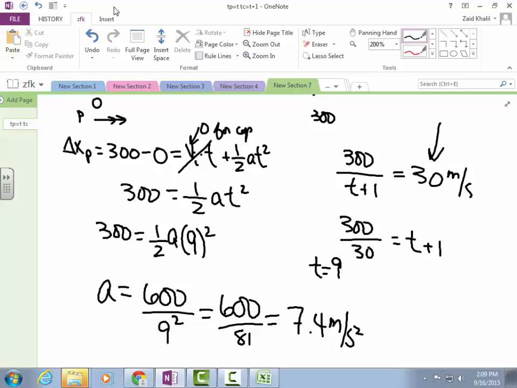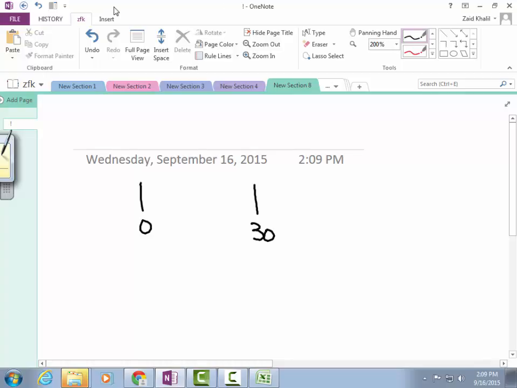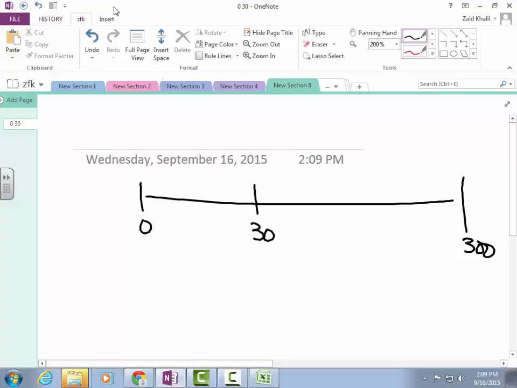270. They're equivalent. A totally different way to do this is to say, okay, the cop is here. He starts off here. And where do they meet? They meet at 300. The change in position of the car would be 270. All right, so this is 270.